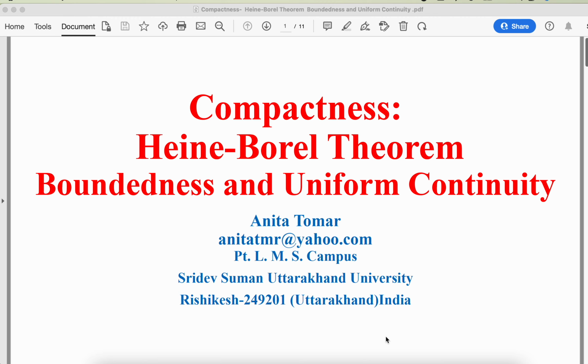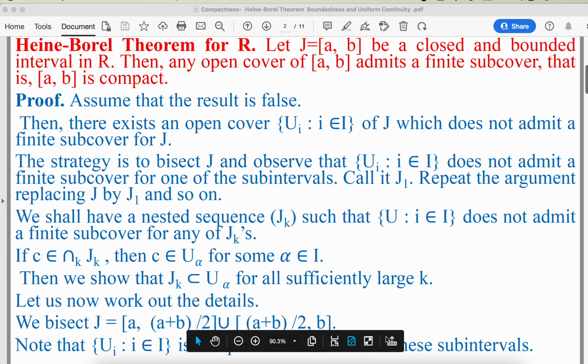Next, we will study Heine-Borel Theorem and boundedness and uniform continuity of compact sets. First of all, we will study Heine-Borel Theorem for the set of real numbers. Suppose we denote the closed and bounded interval [a, b] in the set of real numbers by J. Then any open cover of this closed interval [a, b] admits a finite subcover, that is, [a, b] is compact. Closed interval [a, b] is compact.